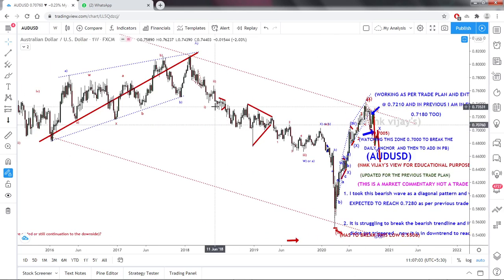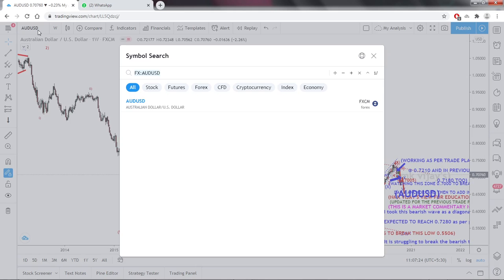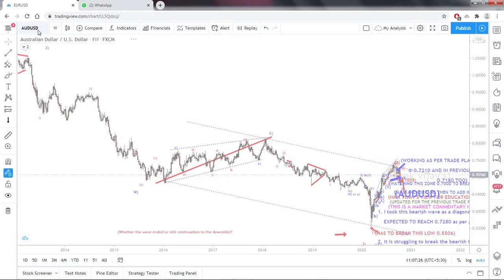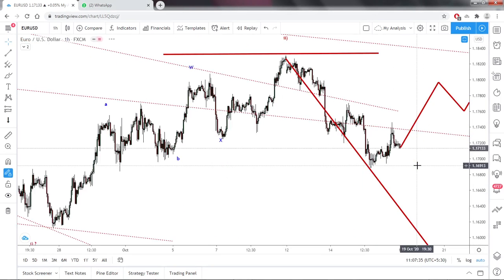This is for the Y wave. We are in the diagonal triangle pattern. Each and every wave is ABC: ABC is 1, ABC is 2, ABC is the third wave where W, X, A, B and C is finished, ABC is the fourth, and again ABC is the 5. So this is the ending diagonal triangle pattern. This kind of wave formation, I'm expecting it may happen in this zone. It will take more time if it is a diagonal triangle, and it's already there. I will show you in the 1 hour.